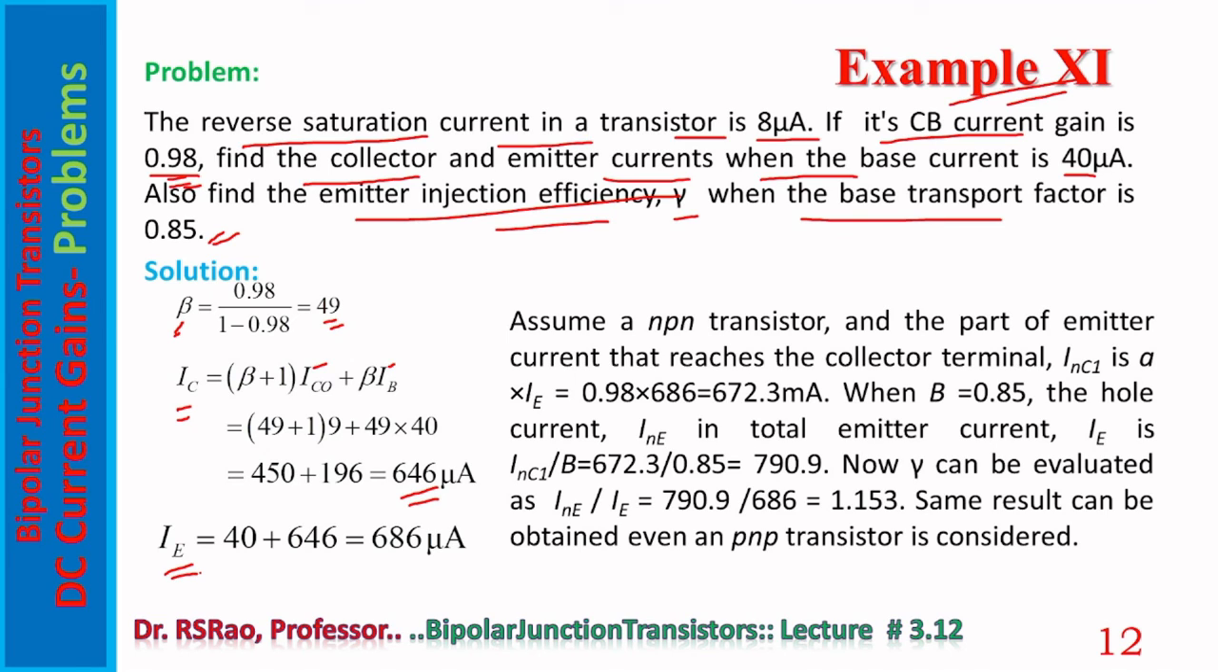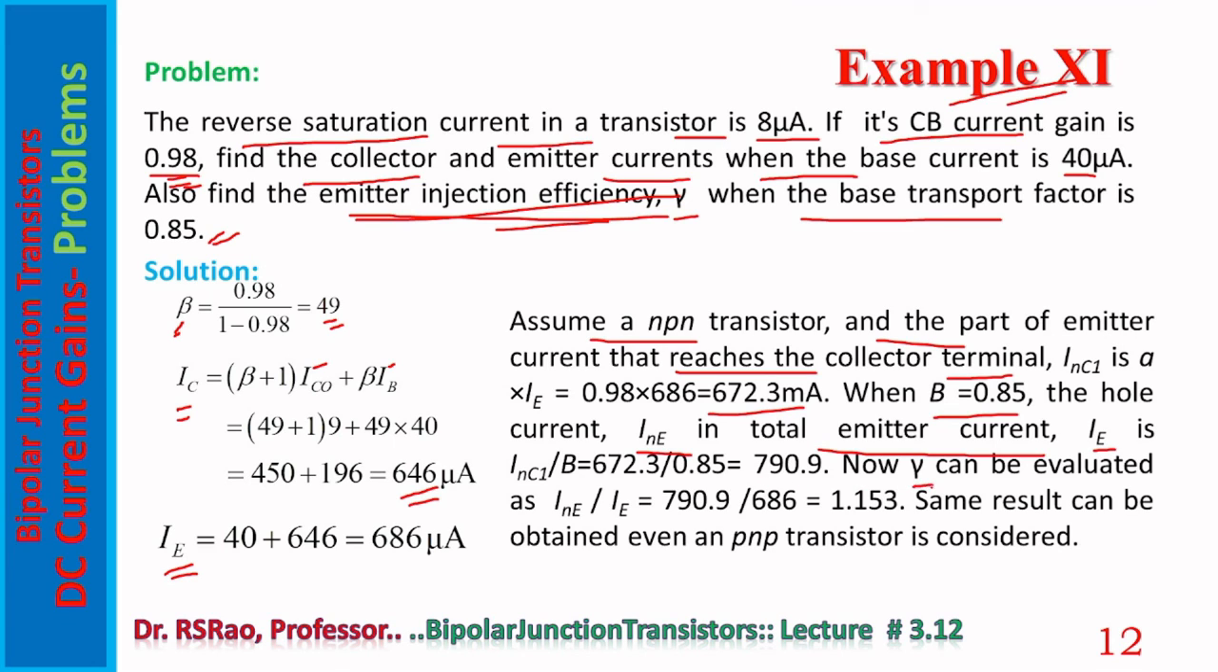Emitter current, as usual, is a sum of collector current and base current. Adding, we will be getting 686 microamperes. Another part of this problem requires us to find emitter injection efficiency. For that, what we have to do is assume an NPN transistor, and the part of emitter current that reaches the collector terminal, InC1, is alpha into IE. It turns out to be 672.3 when the base transport factor is 0.85. The whole current InE in total emitter current IE is InC1 by B, which is equal to 790.9.